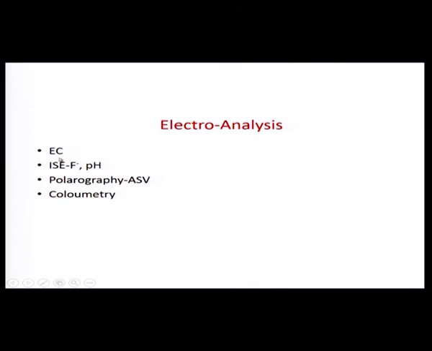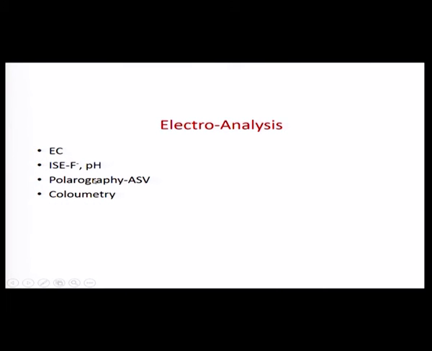Similarly, ion selective electrodes based on this electrical property measurement are again very useful. For example, determination of fluoride present in drinking water and pH value, all based on ion selective electrodes.